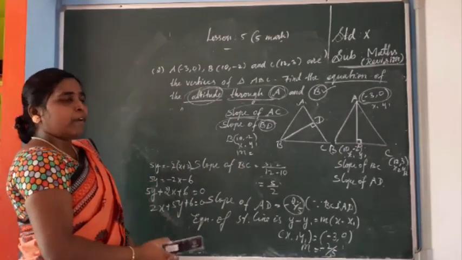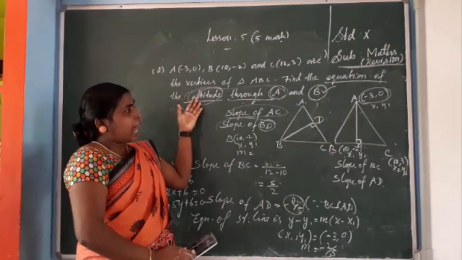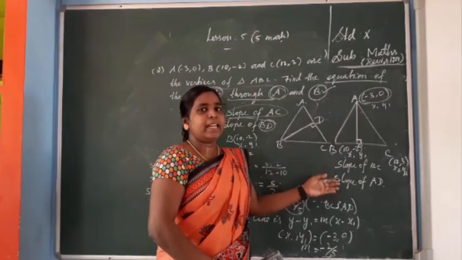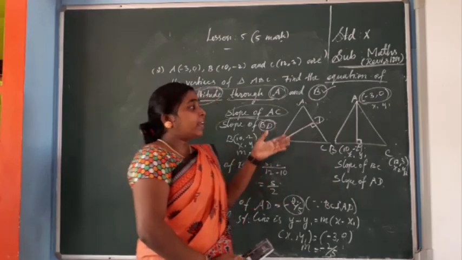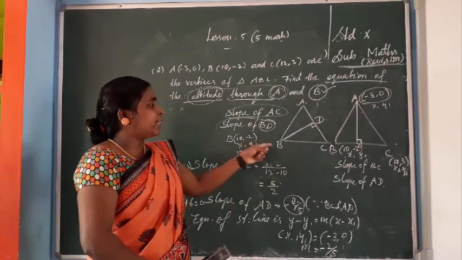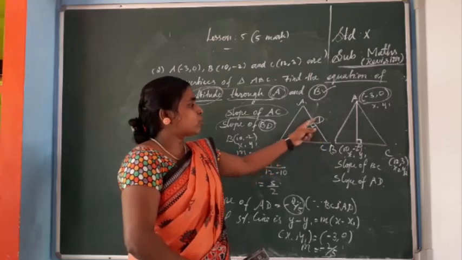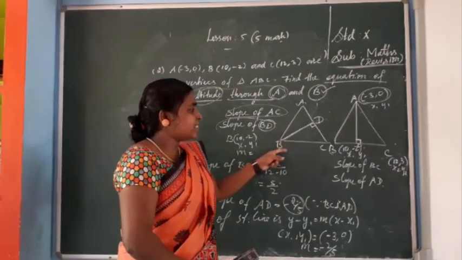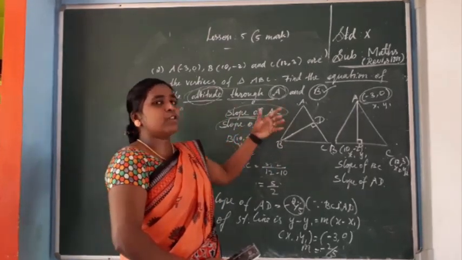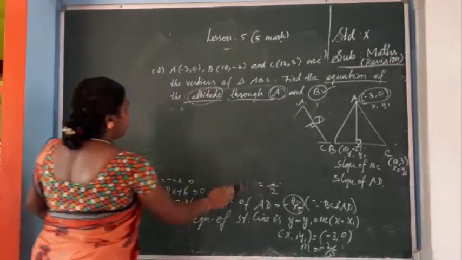Can you try this? Once again I am saying, the equation of the altitude through A means you want to find the slope of BC and slope of AD. Next, equation of straight line. There you have to use the point minus 3 comma 0. But here, through vertex B means first you want to find the slope of AC. Next is slope of BD. Next the point is B. Don't forget B is the vertex. If you are checking A, you get the wrong value. So do it carefully. So these are the differences.